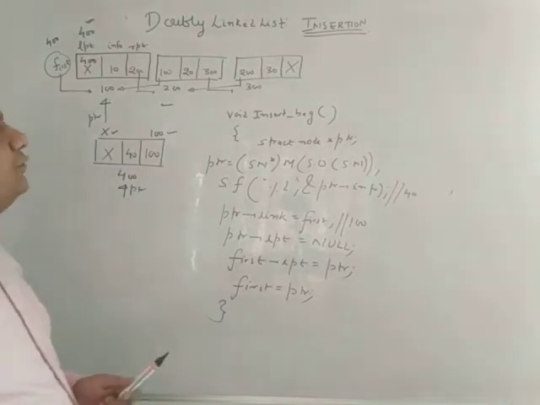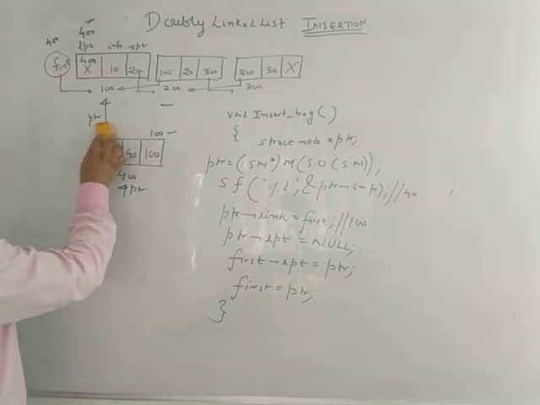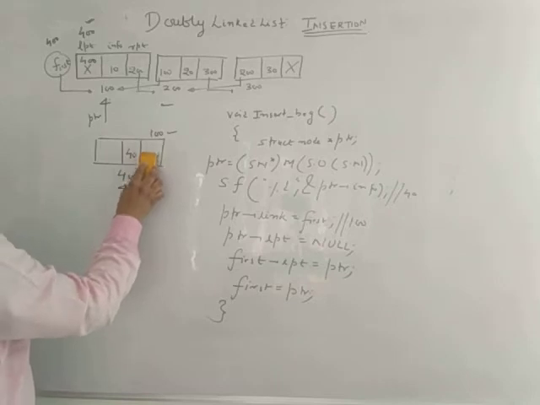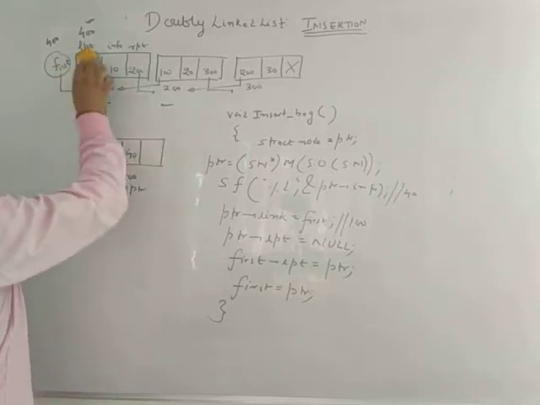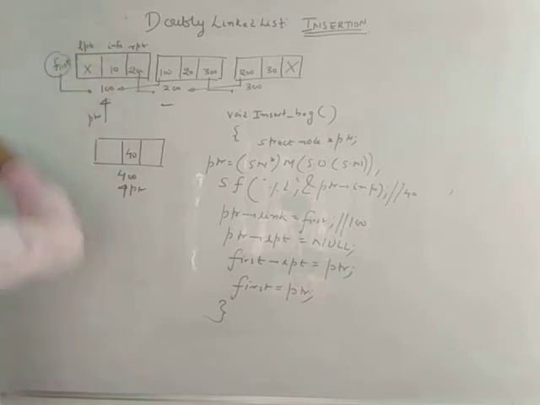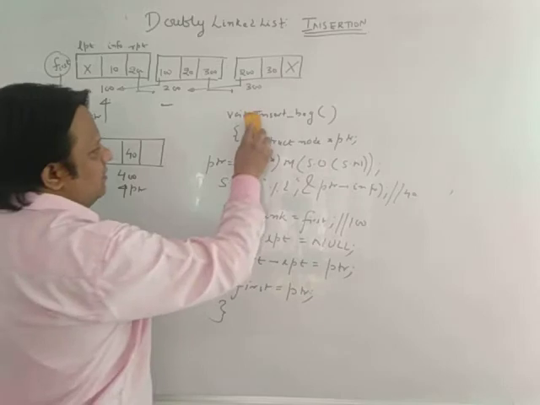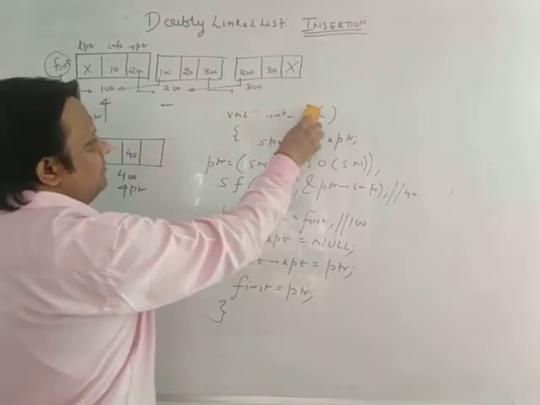Okay, now let's move to insertion at the last node. So I am taking the same node, and I want to insert the node at the end of this doubly linked list. Insert at the end.